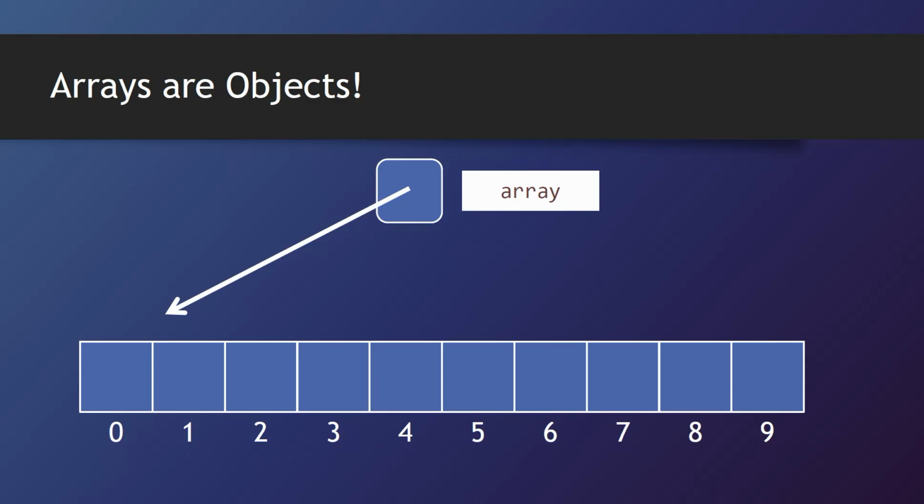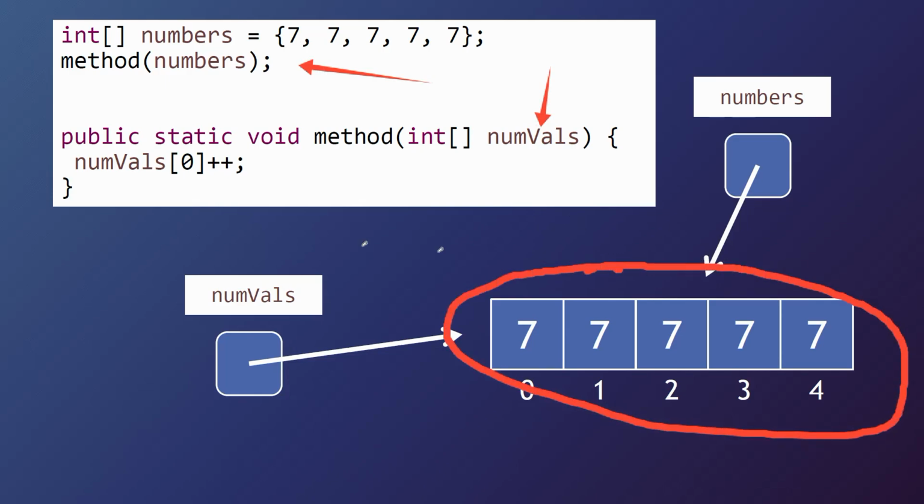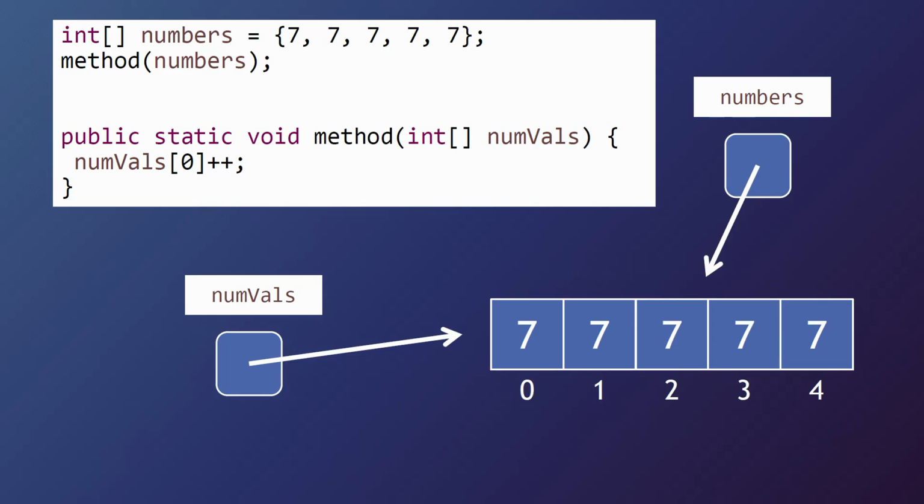In this example, the numbers array points to a place in memory that stores 5 ints. We pass this array into the method. The method parameter, called numVals, is now an alias with numbers. They point to the same place in memory. So when we increment position 0 inside the method, it is changed for the numbers array outside the method too, because it's the same array.